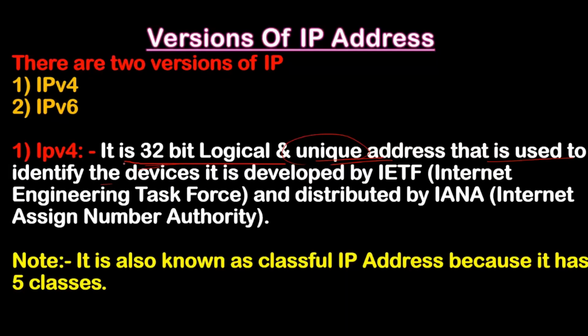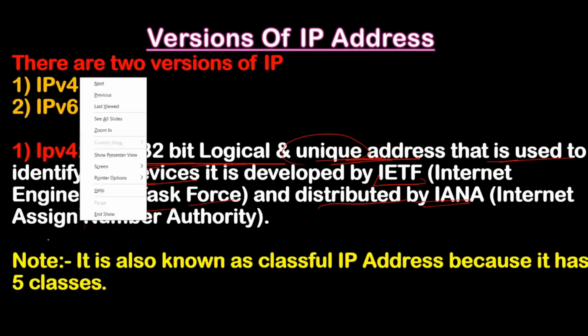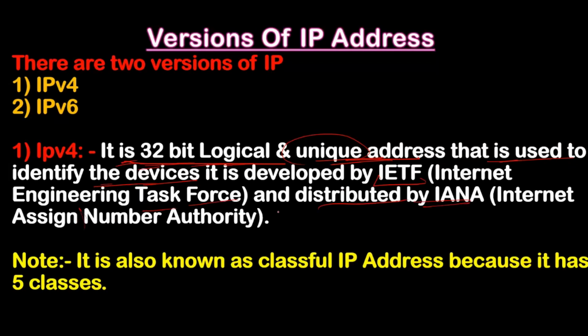So IP version 4 is a 32-bit logical address, and it's a unique address that is used to identify the devices in your network. And one more thing, the IP address was developed by the IETF, the Internet Engineering Task Force, and IP addresses are distributed by the Internet Assigned Numbers Authority, IANA. So how does IANA assign this type of IP address for all the world, for every device?